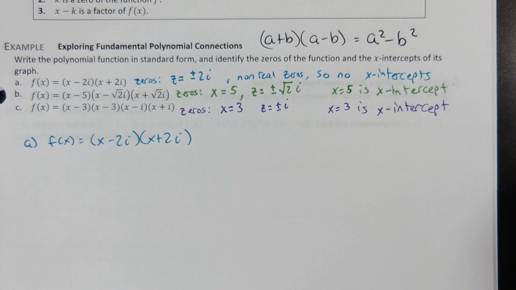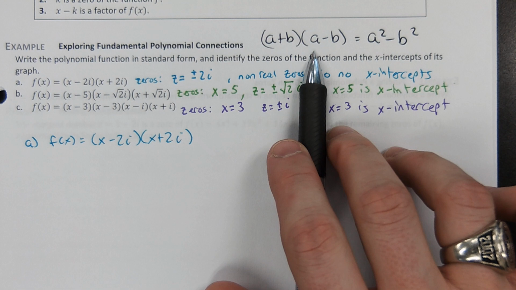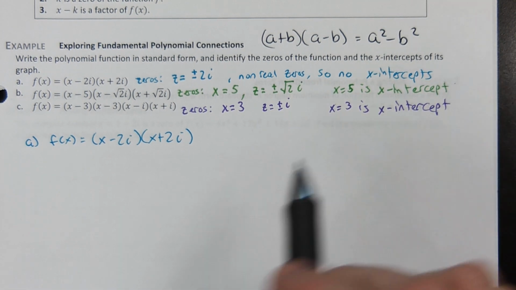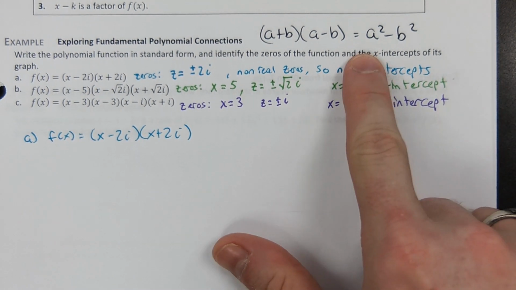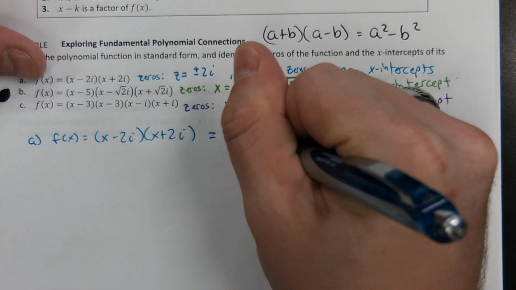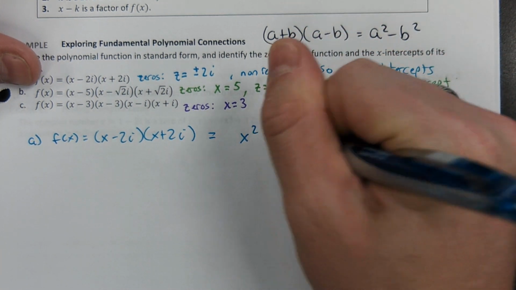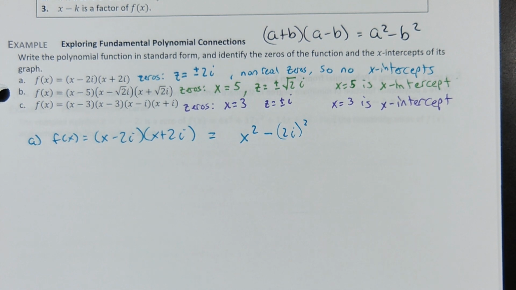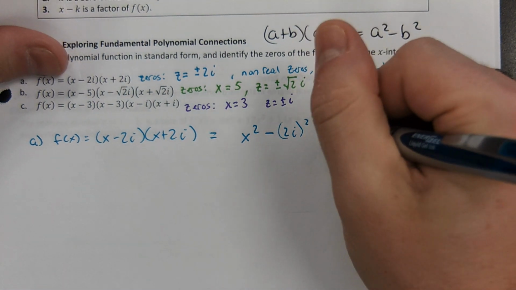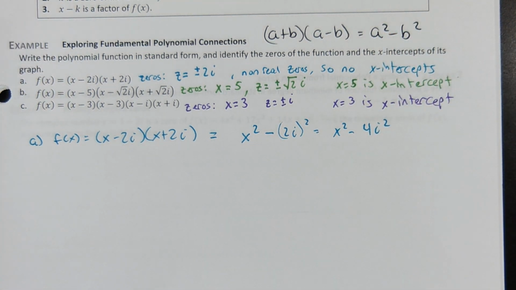But the point is, when you multiply 2 things where the only part that changed was the symbol in the middle of the 2 things, they're called conjugates. And we could do the same thing here. It says square the front, square the back, put a minus sign in between. Square the front, square the back, put a minus sign in between. Well, what is 2i squared? That's 2i times 2i. That's 4i squared. So I have x squared minus 4i squared.